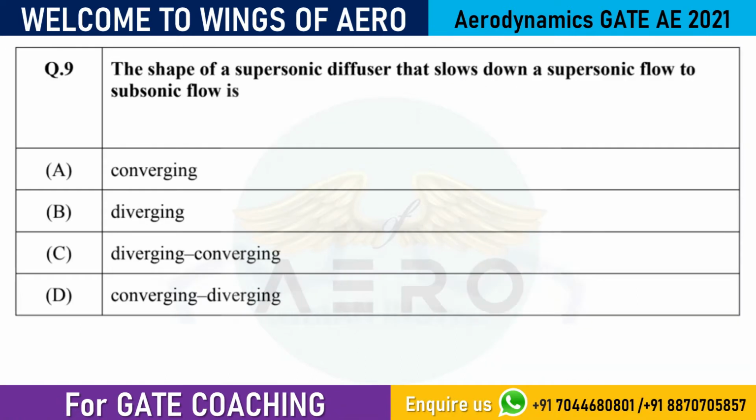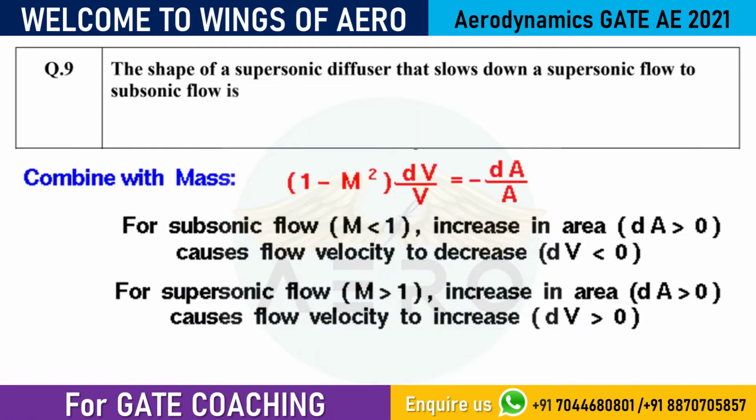Next question. The shape of a supersonic diffuser that slows down a supersonic flow to subsonic flow is: converging, diverging, diverging-converging, or converging-diverging. They have given four options. When they give the shape of a supersonic diffuser, that means something relevant to Mach number, velocity and area. So first of all, let's recall the area, Mach number, velocity relation.